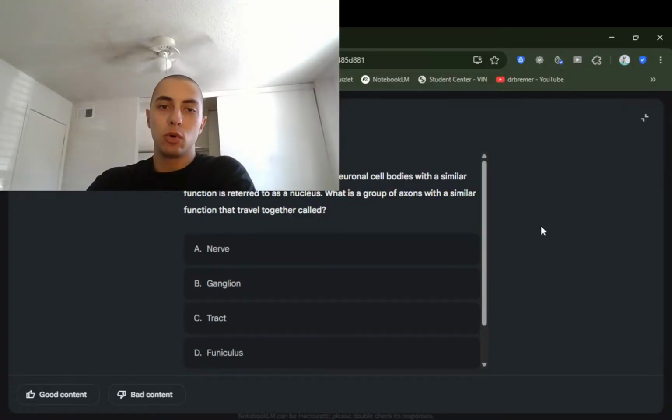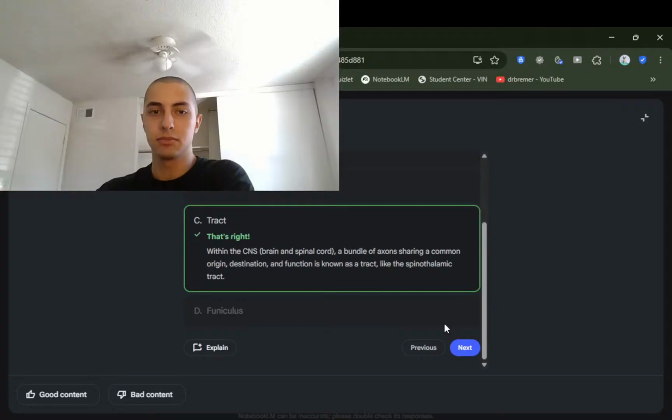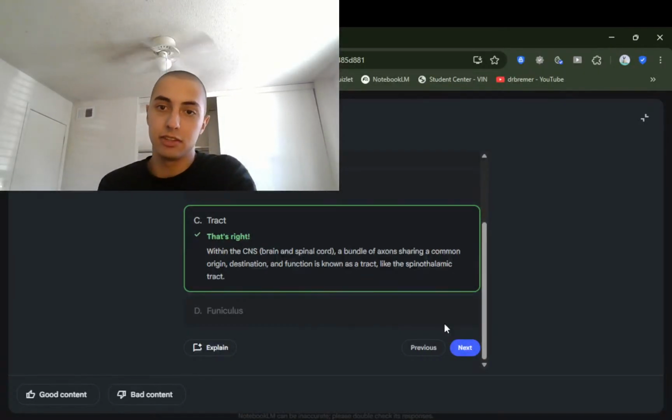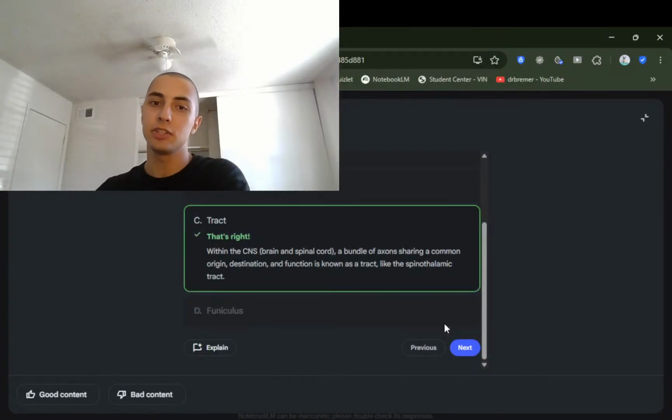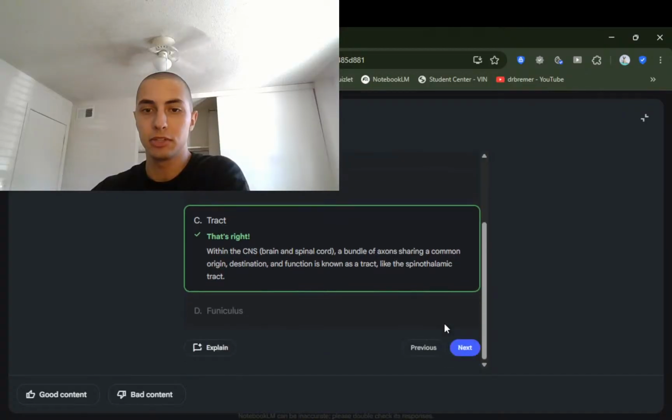In the spinal cord, an accumulation of neuronal cell bodies with a similar function is referred to as a nucleus. What is a group of axons with a similar function that travel together called? I think it's a tract. Yes. Within the CNS, the brain and spinal cord, a bundle of axons sharing a common origin, destination, and function is known as a tract, like the spinothalamic tract.